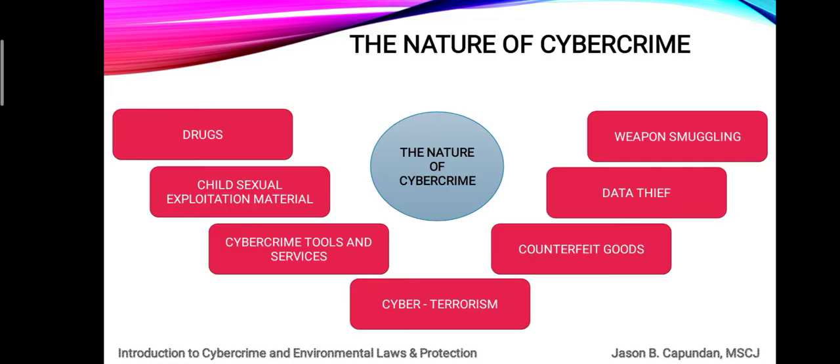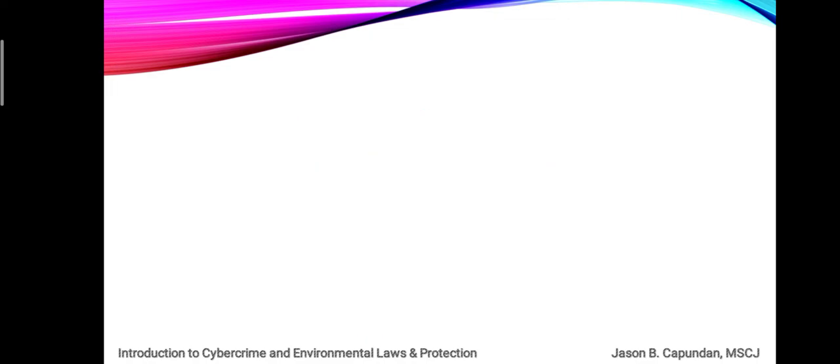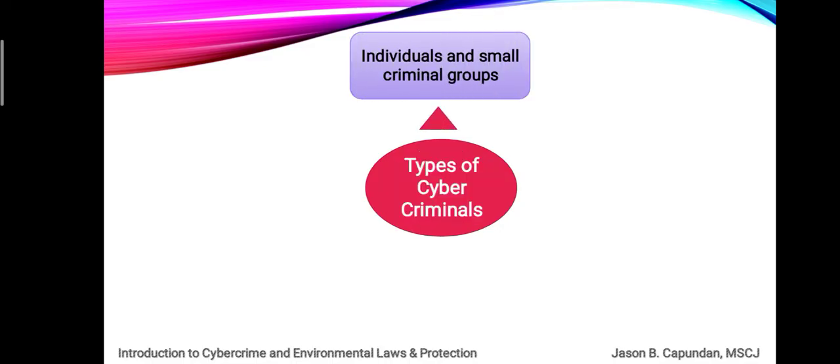So, these are the different types of cybercrimes, or the major crimes that are committed in the cyberspace. So now let us proceed to the types of cyber criminals. So first we have individual profit seeking, or individuals and more small criminal groups. So these are profit seeking. So the primary purpose of these individuals is to gain money.